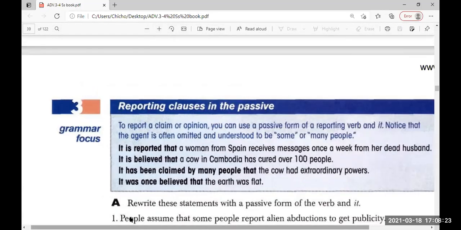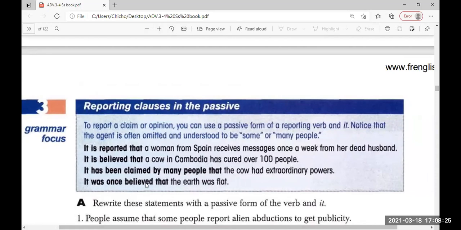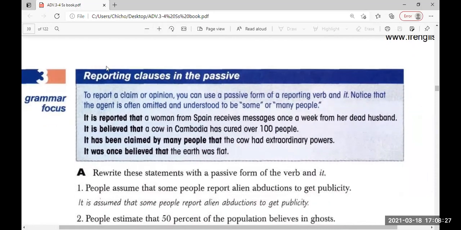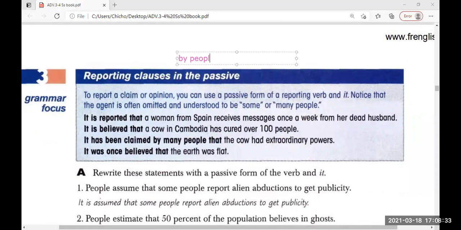Generally, when we are writing or we are using this kind of reporting clauses in the past, we don't need to say by people, for example. We don't need to say it is claimed by people or it is claimed by some people, okay? Because it is understood that we are talking about some people that believe that, okay? So here we have some examples.